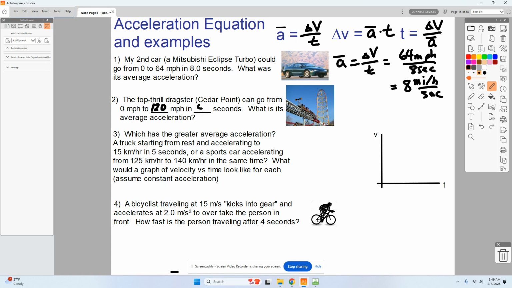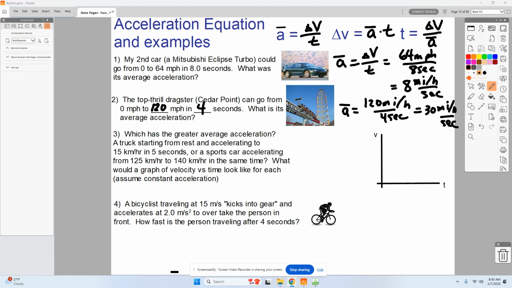And it could do that in 4 seconds. So what was thrilling about the dragster is not its speed, but how quickly it could change its speed. So its average acceleration is not too bad. a is delta v over t. I would go 120 miles per hour, and I change that in 4 seconds. That's a 30 mile per hour per second acceleration. 10 times what my original car could do.